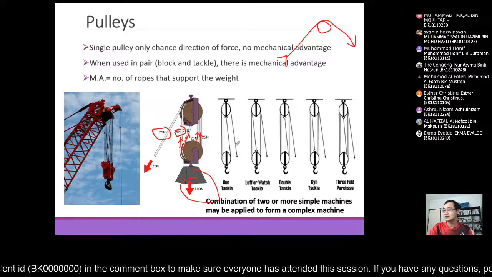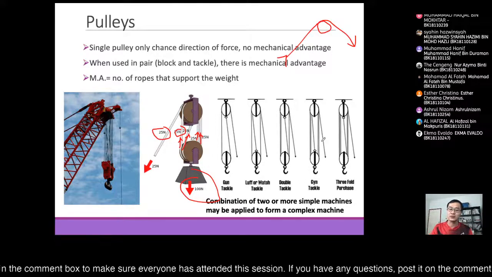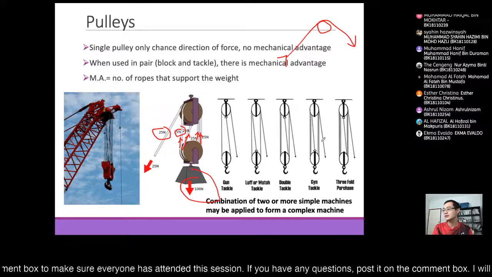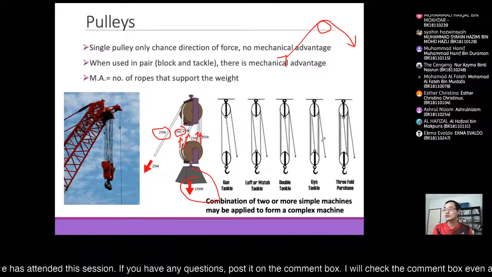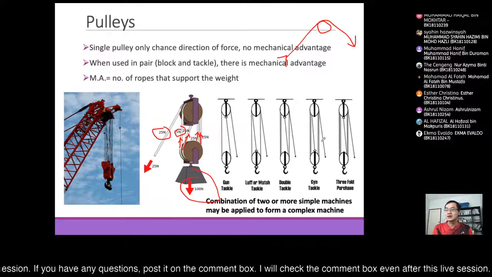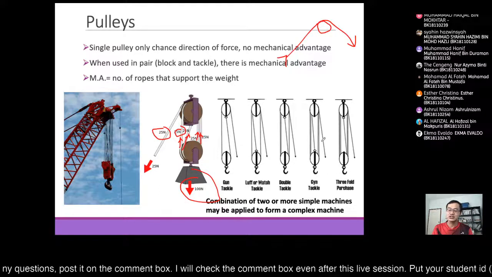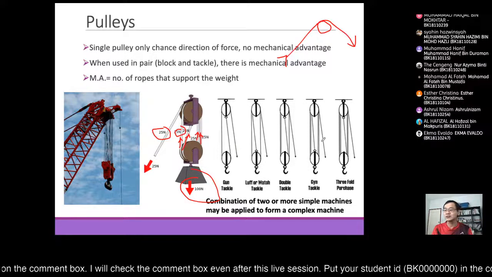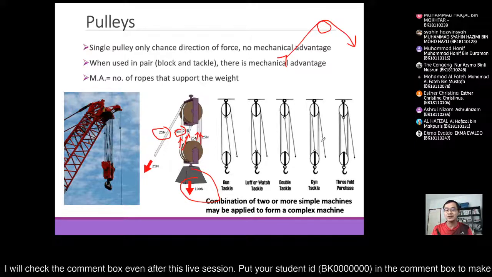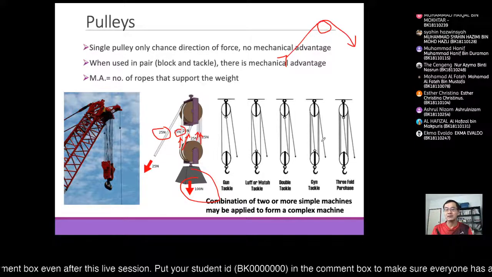So we can see all these different types of designs of the pulley, we can combine. Most of the time, one simple machine may not solve the problem. You may want to combine them and turn them into a complex machine.